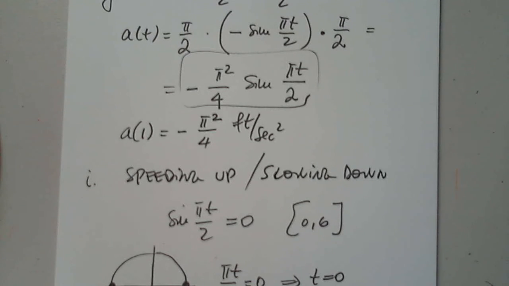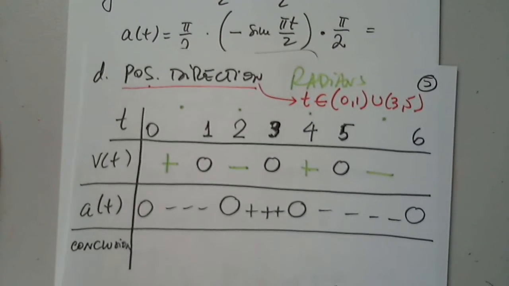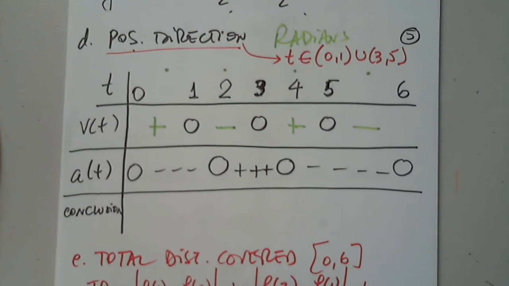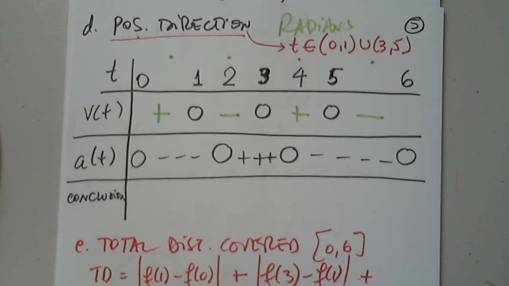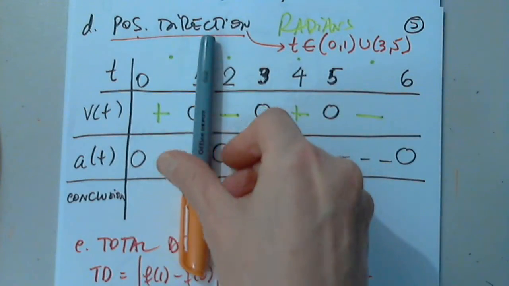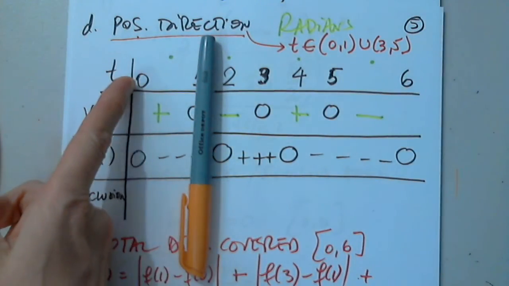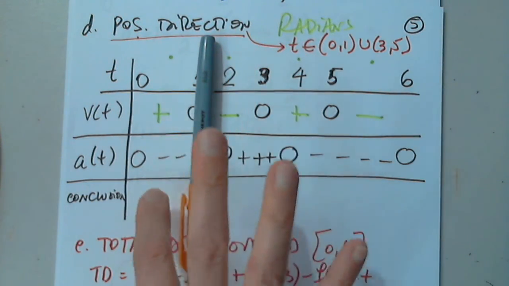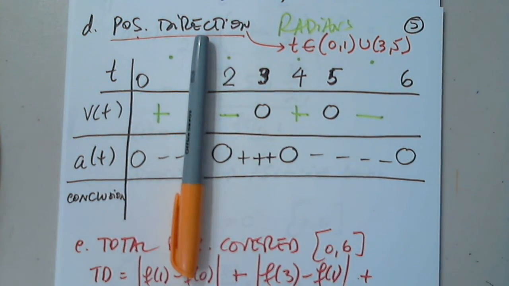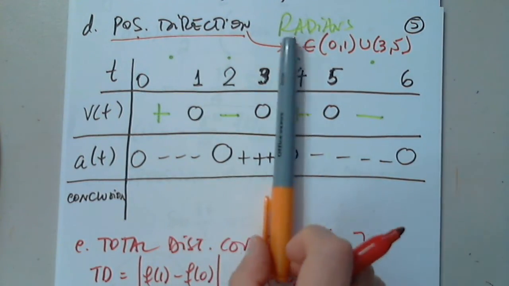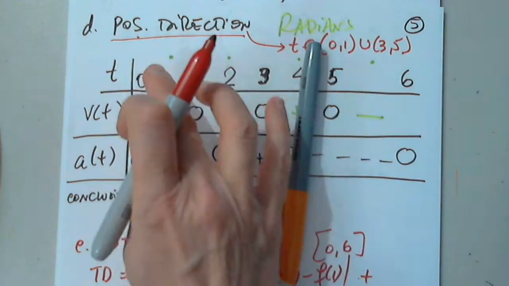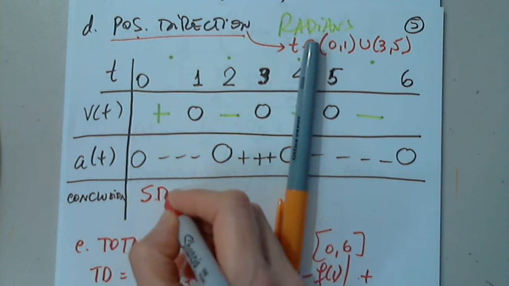So at 1 is negative, at 3 is positive, and at 5 is negative. I put the signs in, and now we have to draw a conclusion. What does the particle do between 0 seconds and 1 second? What do I write? Slows down. Yes, slowing down.